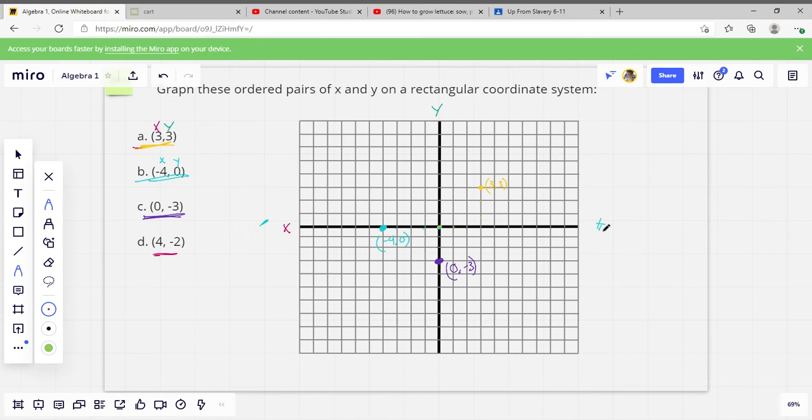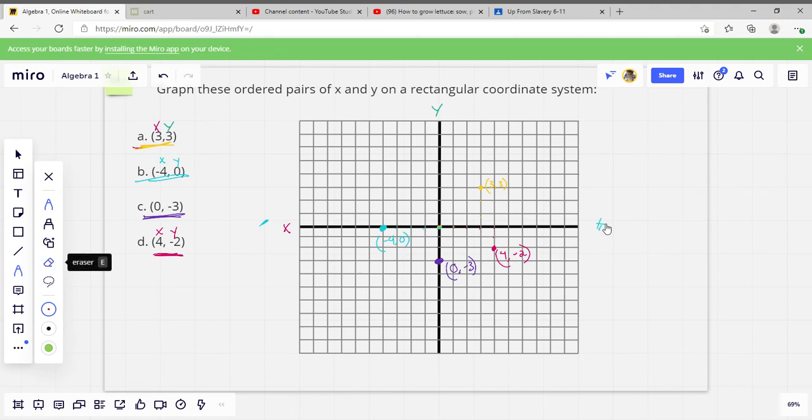One more to plot. This one is 4, negative 2. So our first value is our x. Our second value is our y. X is horizontal, back and forth. X is 4. 1, 2, 3, 4. And y is negative 2. So that means we're going to go down 1, 2. So that is 4, negative 2. So that's how you plot points on a Cartesian plane or Cartesian coordinate system.